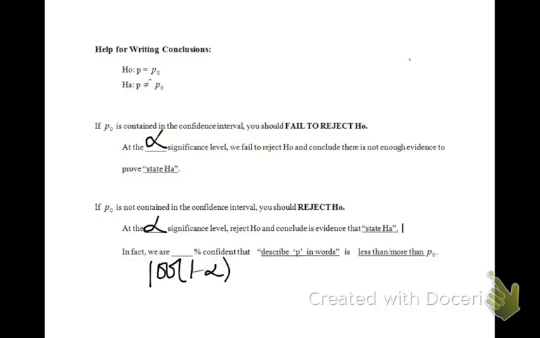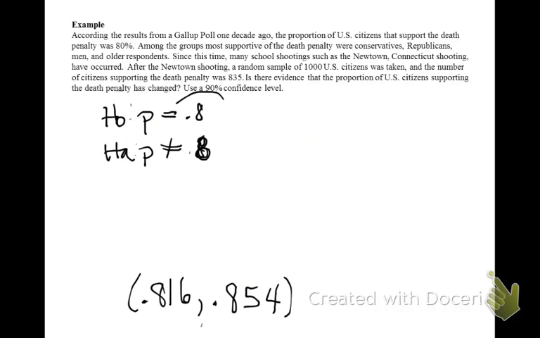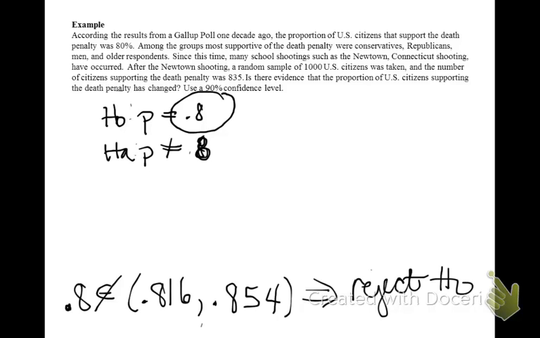Let's see what happened in our example. Here, P0, the number from the null hypothesis, is 0.8. If you compare 0.8 to this confidence interval, you see that 0.8 is less than 0.816 and also less than 0.854. It is not contained within the confidence interval. If the number from your null hypothesis is not in the confidence interval, then you reject H0. It's not likely that the true proportion would equal 0.8. As a matter of fact, it's likely that the true proportion is different from 0.8.